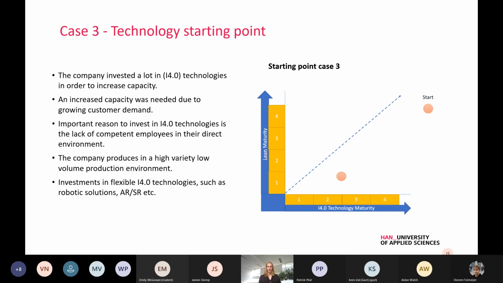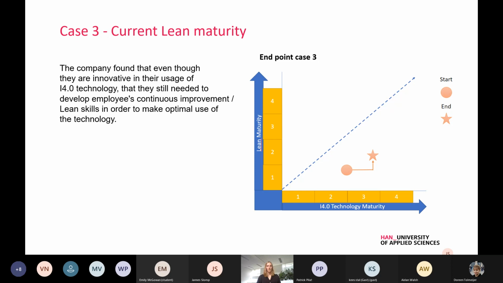And therefore, we placed them between 2 and 3 because they were already, at the start of the project, to some extent mature with respect to technology. The project was done. The robotics were implemented, and what we see, as the operations manager mentioned, is that the robotics had implications for both the process and for the humans that have to operate with this robotic.